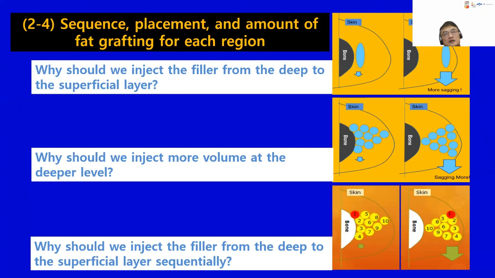Why should we inject the filler from the deep to superficial layer? Why should we inject more volume at the deeper level? Why should we inject the filler from the deep to superficial layer sequentially? These are all for prevention of sagging with natural control.